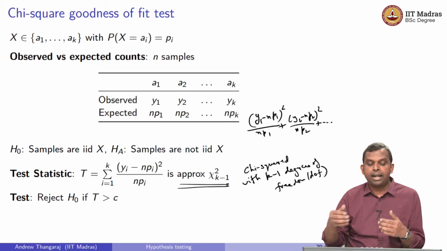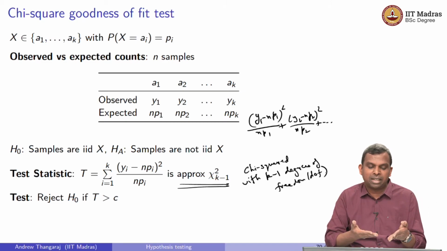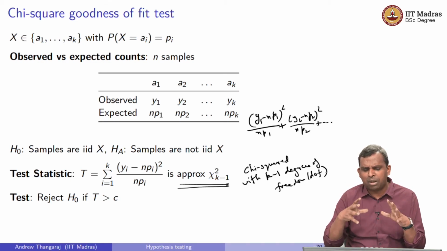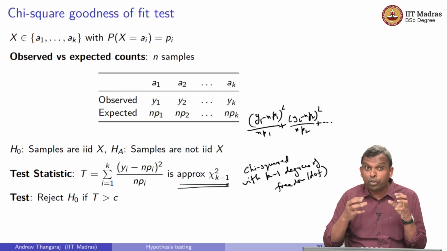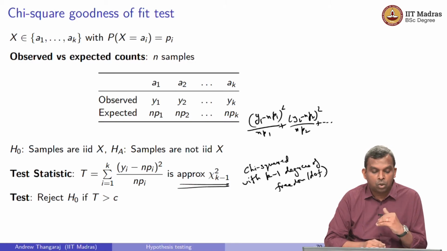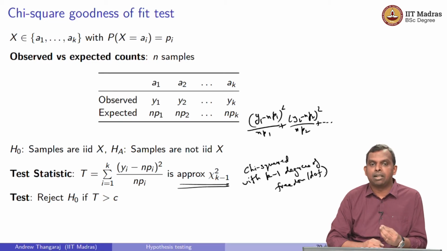And so generally if the fit is very good, you expect this T to be small. You can see clearly, yi will be close to npi, I am squaring it, dividing by npi, normalizing, etc. So I expect if the fit were really good, then T will be close to 0, very small, positive of course, but close to 0. So a very reasonable test is to reject the null hypothesis if T is above some critical value C.